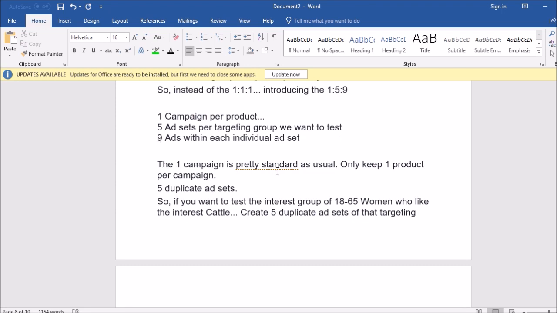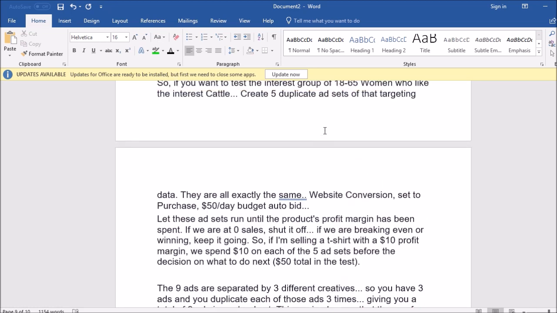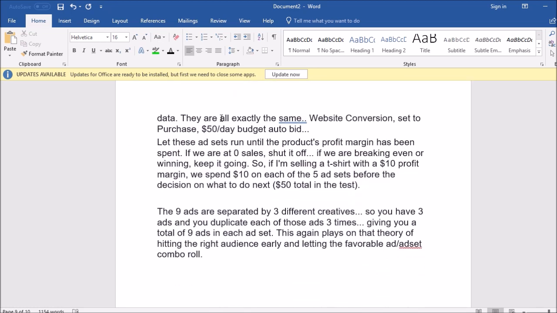The one campaign is pretty standard as usual, only keep one product per campaign. 5 duplicate ad sets. So if you want to test the interest group of 18 to 65 women who like the interest cattle, create 5 duplicate ad sets of that targeting. Just go down a bit further. Of that targeting data, they are all exactly the same. So same ads. Website conversion set to purchase, $50 a day budget, automatic bid. Let these ad sets run until the product's profit margin has been spent.